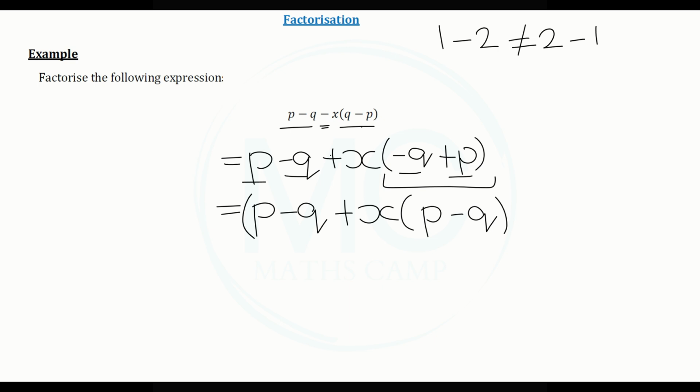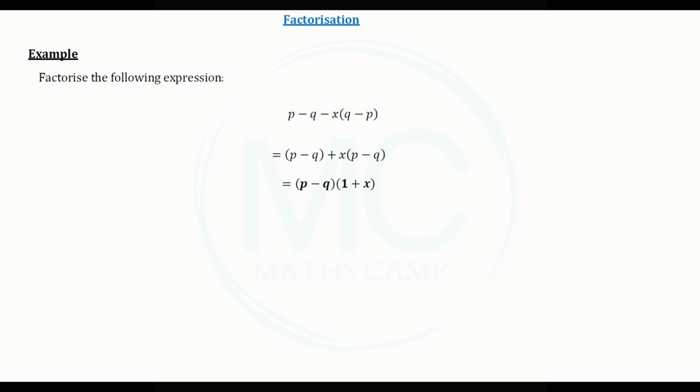Now we can take out p minus q as a common bracket. And we're going to have the bracket of p minus q. From our first term, we're left with 1. And the second term, we're left with positive x.